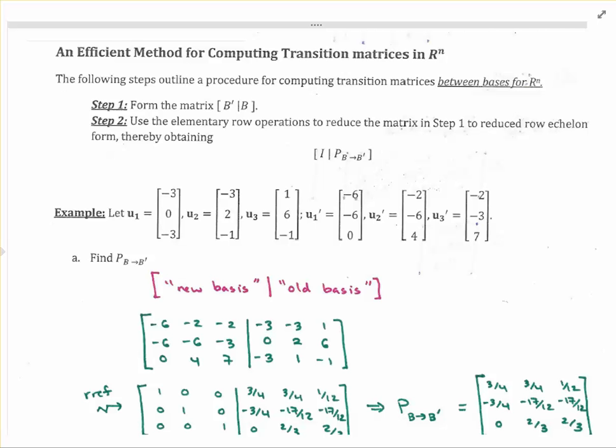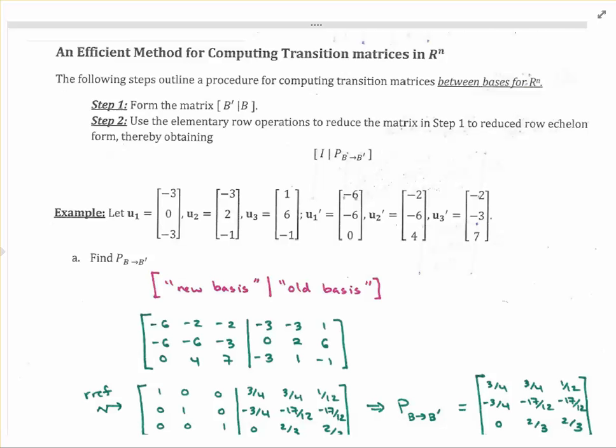And then what we want to do is use elementary row operations to reduce the matrix in step one to reduced row echelon form, thereby obtaining the identity on the left, and the numbers that are on the right of the vertical bar will be the entries of the transition matrix from B to B prime. Now, of course, if we wanted the other transition matrix, B prime to B, we just switch around the matrices, or we could first find this one and find its inverse. So we have an example illustrating this procedure.